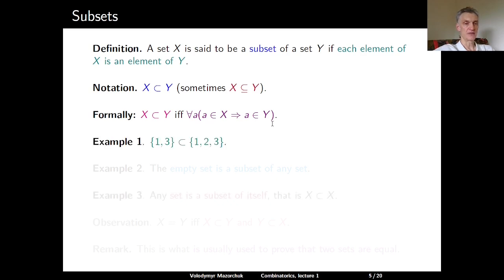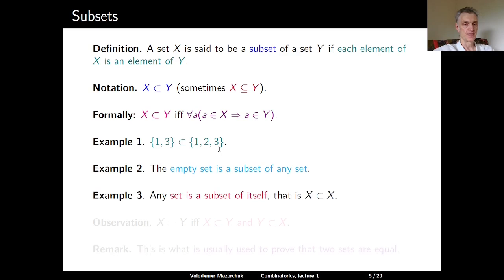Here is an example. The set consisting of 1 and 3 is a subset of the set consisting of 1, 2, and 3, because 1 and 3 belong to the set 1, 2, 3. Example 2 is that the empty set is a subset of any other set. Example 3: any set is a subset of itself. So each set is a subset of itself.